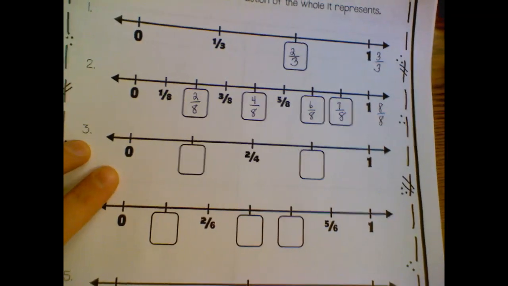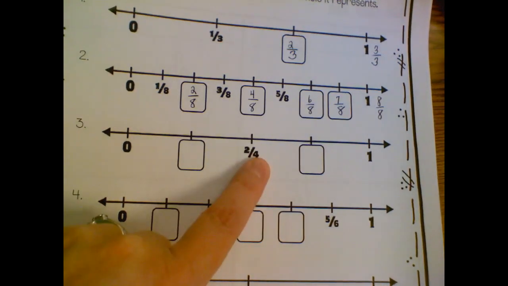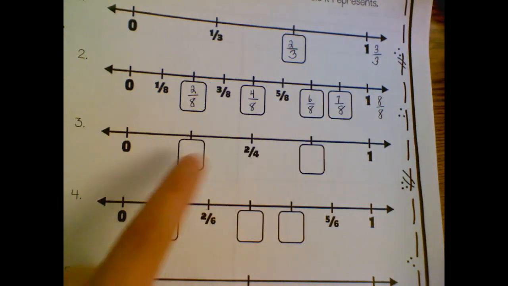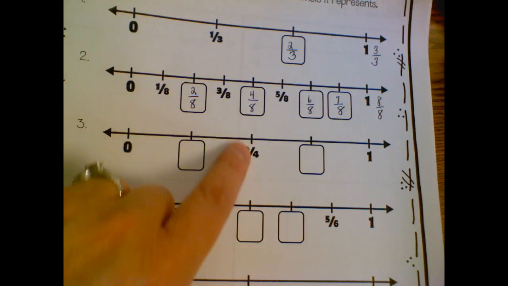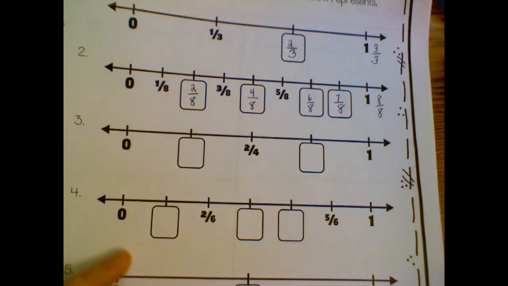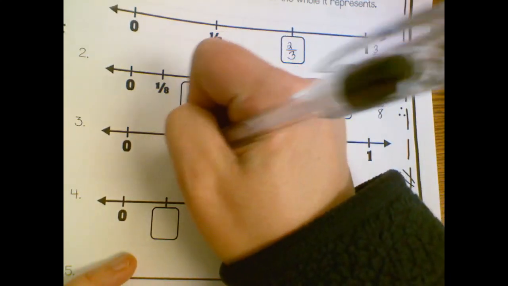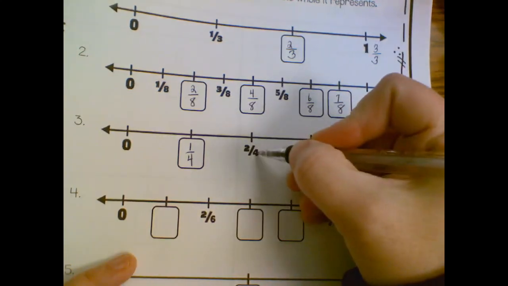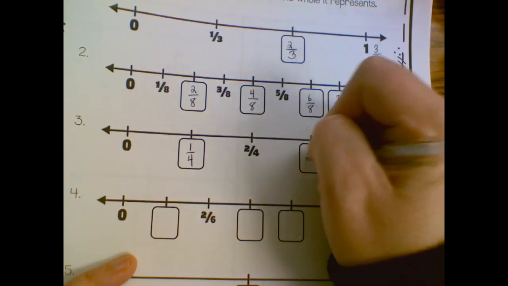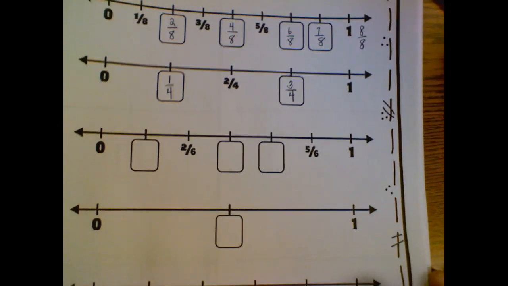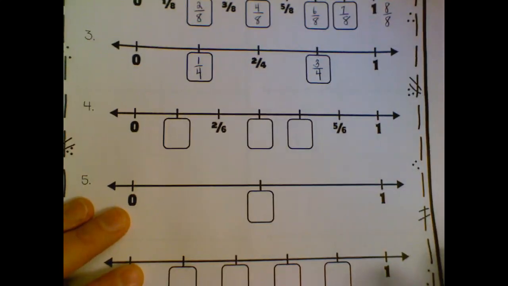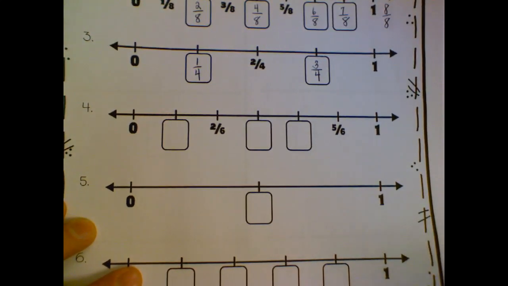So let's look at number 3, okay? They show us that the denominator is 4. So that means if we start at the 0, it should take us 4 jumps to get to the 1. 1, 2, 3, 4. So our first jump is 1/4, 2/4, 3/4. All right, let's look at the next one. We're doing this entire page together, and you are expected to watch the entire video.